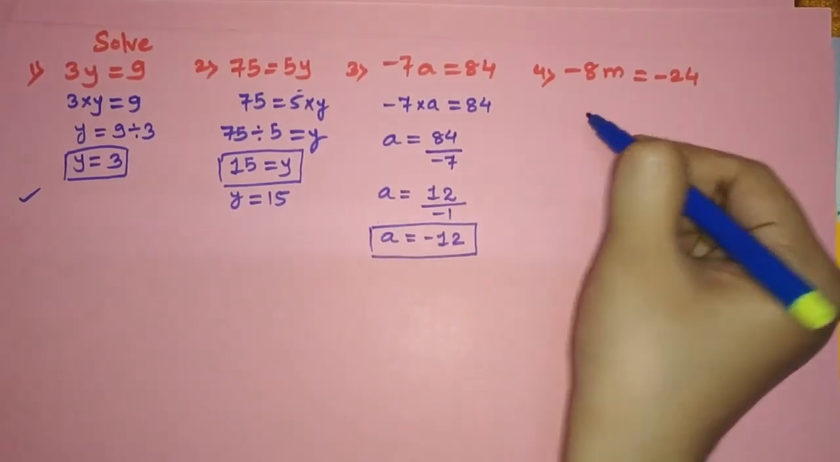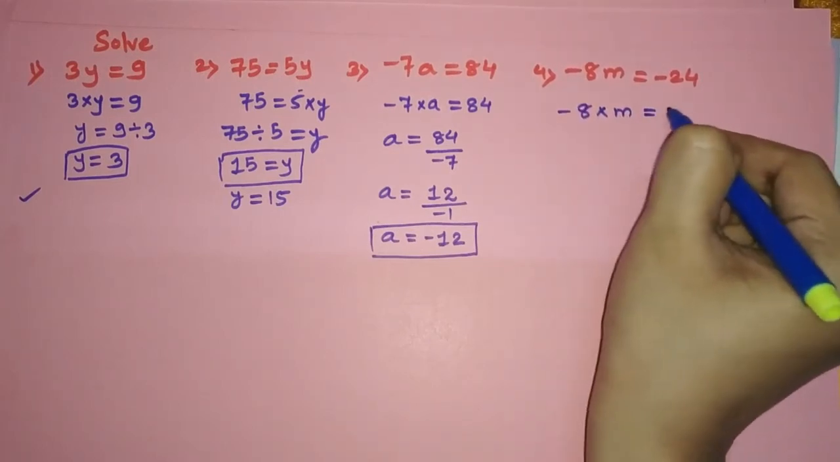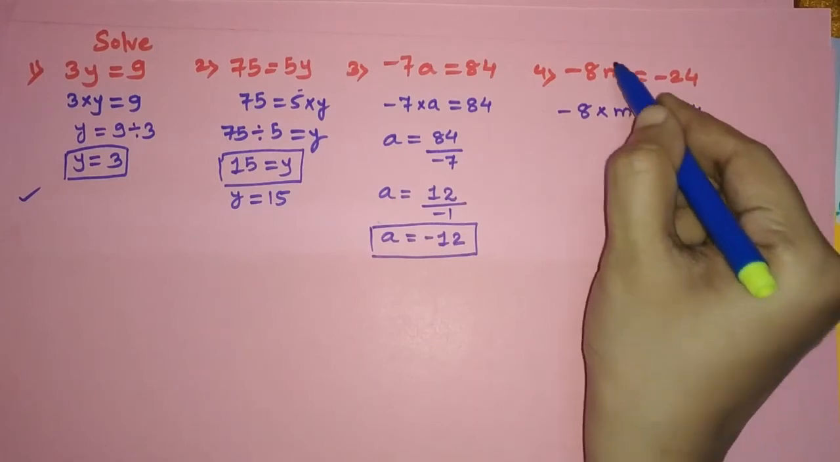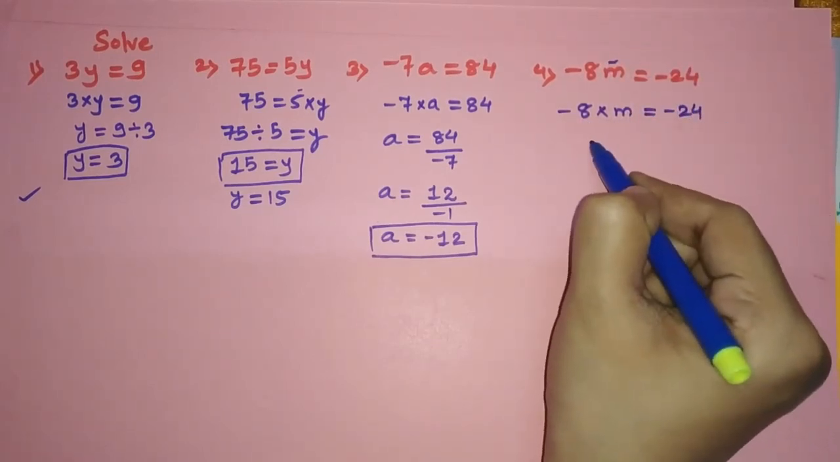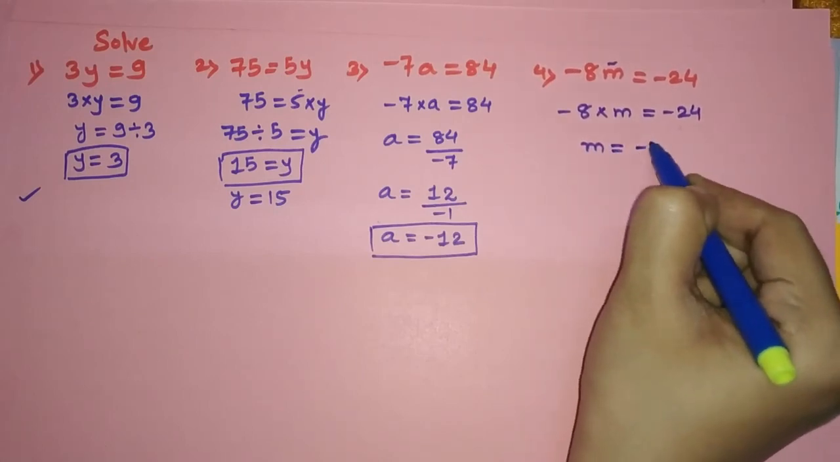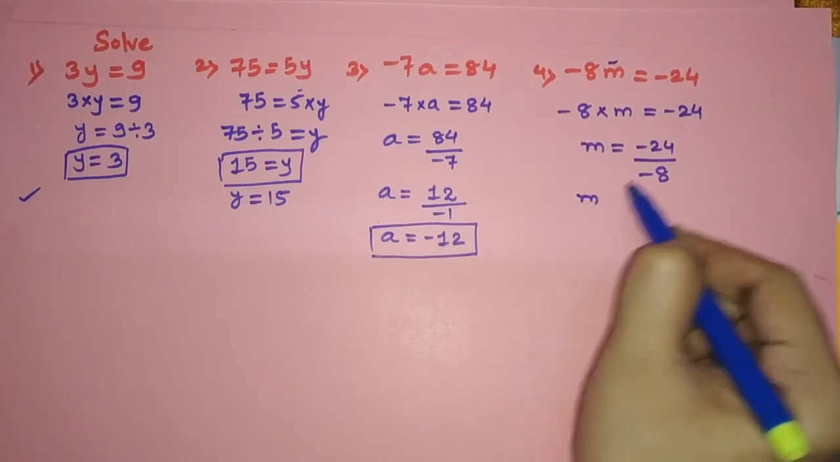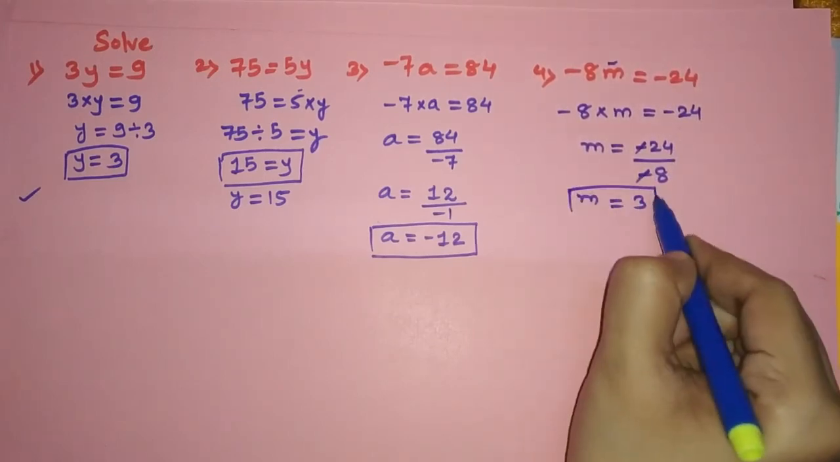Next here you need to solve minus 8 multiplied by m is equal to minus 24. So we need to find the value of this variable m. So we'll transpose this minus 8 to the right hand side. So minus 24 divided by minus 8. Here in division, the minus signs will cancel each other and 8 3s you'll get 24 here.